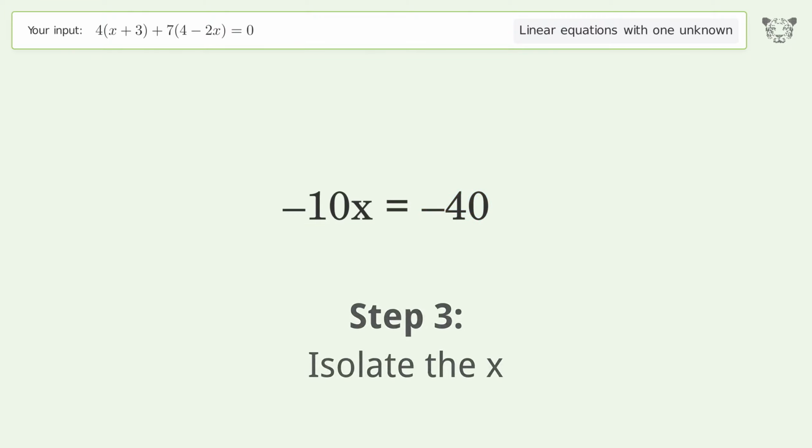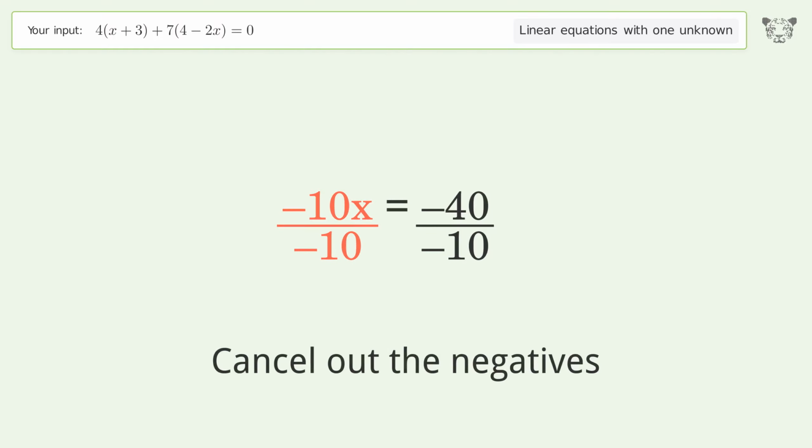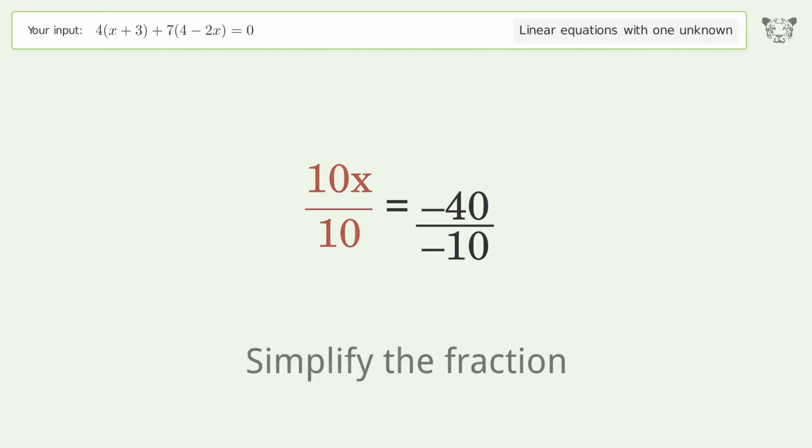Isolate the x. Divide both sides by negative 10. Cancel out the negatives. Simplify the fraction. Cancel out the negatives.